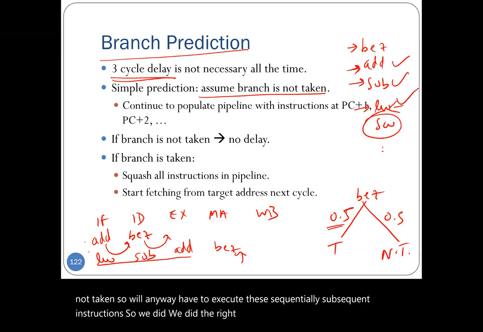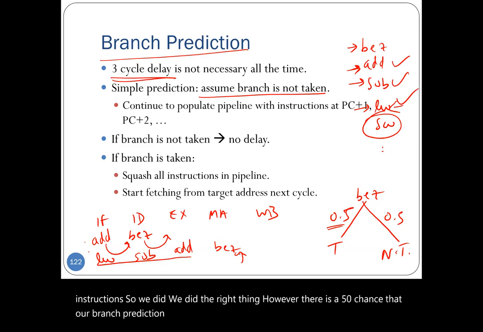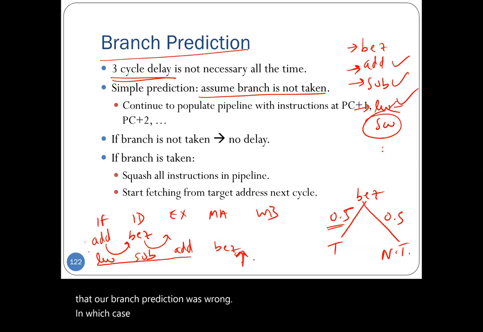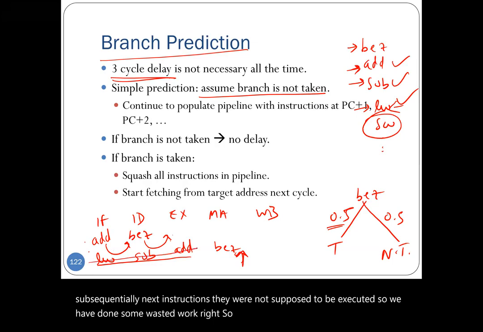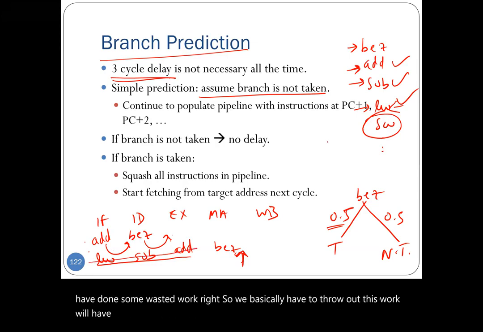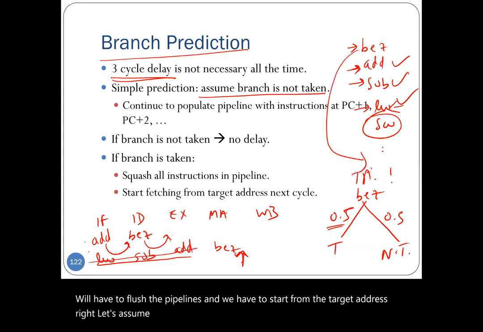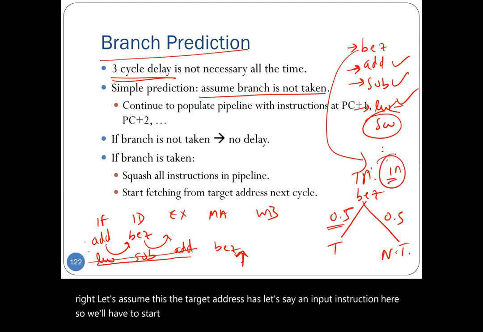However, there is a 50% chance that our branch prediction was wrong, in which case at this point we'll know that this add, the subtract, these sequentially next instructions, were not supposed to be executed. So we have done some wasted work, right? So we'll basically have to throw out this work. We'll have to flush the pipeline, and we'll have to start from the target address, right? Let's assume the target address has, let's say, an input instruction here. So we'll have to start fetching this instruction.